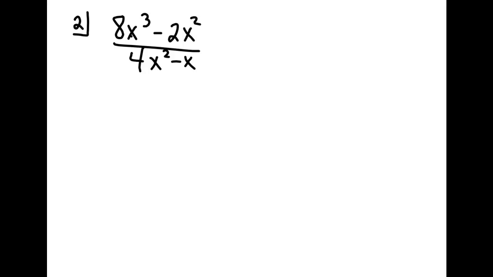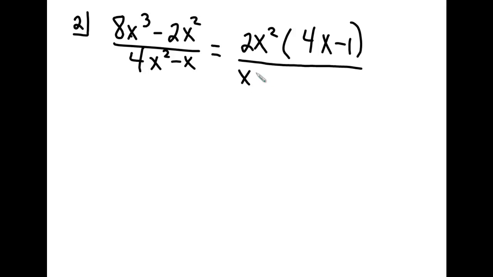Let's look at another example: 8x cubed minus 2x squared divided by 4x squared minus x. Remember, the most important piece to simplifying is to pull out the GCF first. Looking in the numerator only, the GCF between 8x cubed and negative 2x squared is 2x squared. When you pull 2x squared out, you're left with 4x minus 1. On the bottom, the greatest common factor is x. X goes into 4x squared 4x times, and x goes into negative x negative 1.